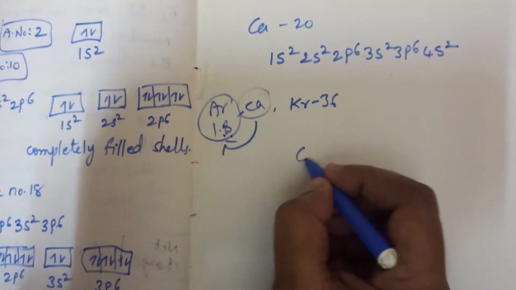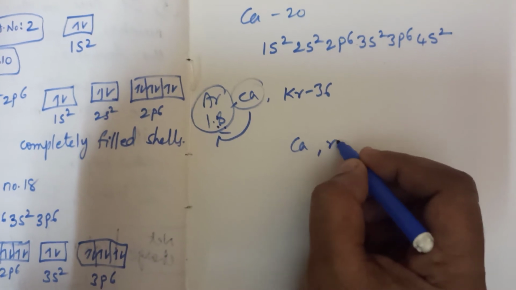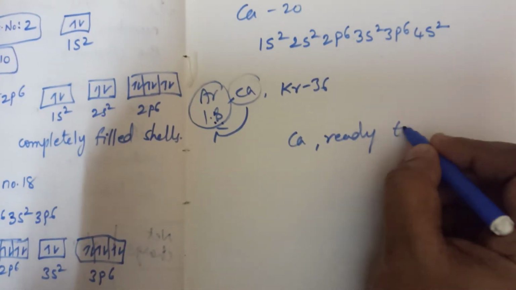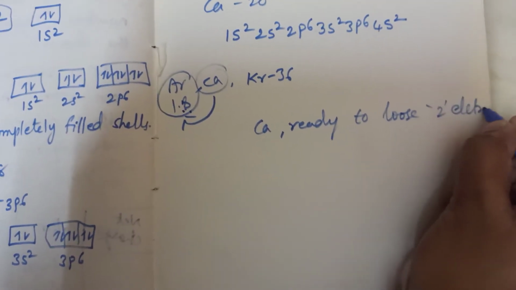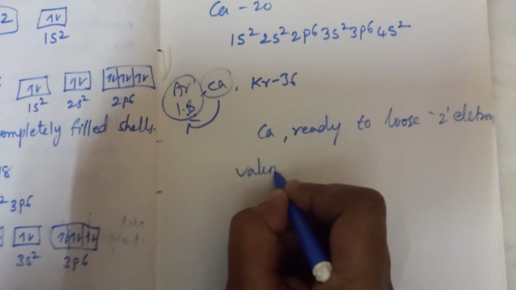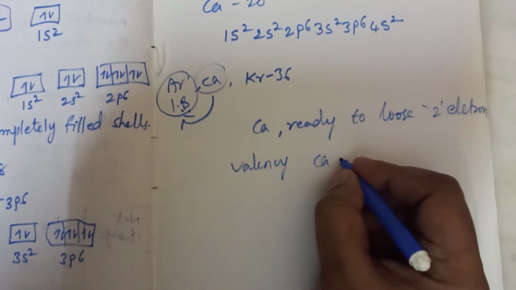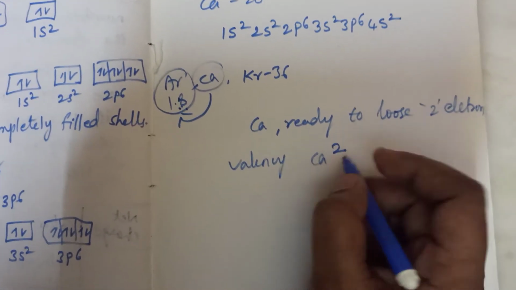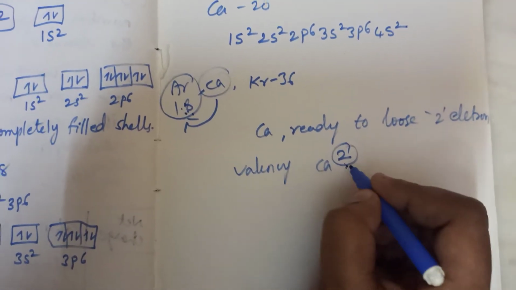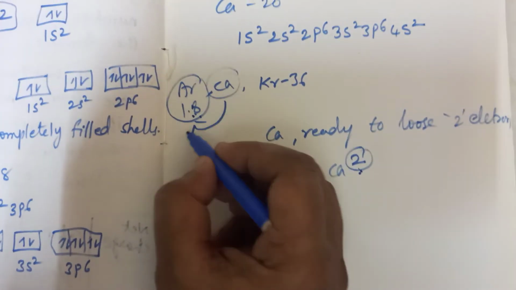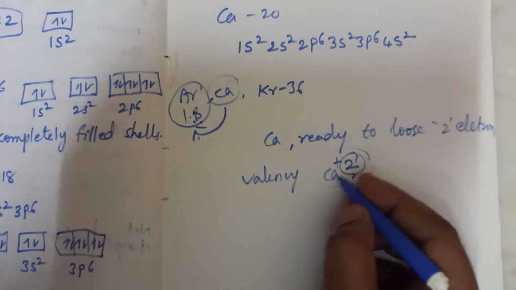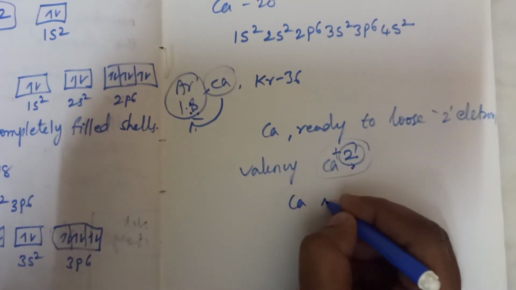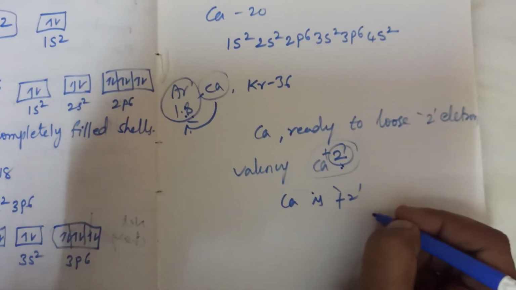For that, calcium is always ready to lose 2 electrons. That's why the valency of calcium is 2, and it always wants to lose electrons, then only it will get the noble gas configuration. That's why plus 2. The valency of Ca is plus 2, like that.